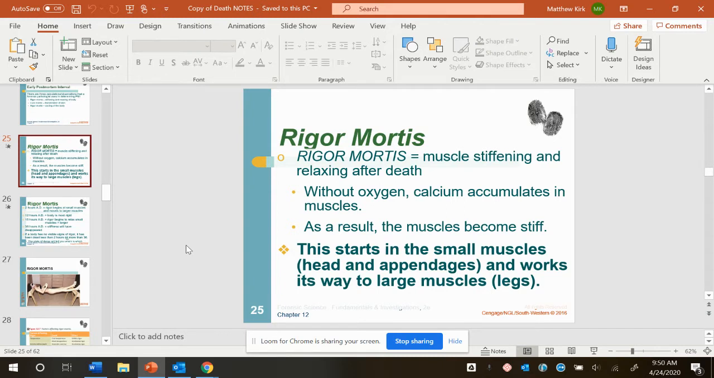They essentially contract. And the way this process works in rigor mortis is it starts in the smaller muscles, typically the head, the face muscles, and our arms first, and then works its way into the larger muscles, with the legs last. As this process occurs, the muscles stiffen in that order: head, face, arms, chest, to the legs, and then they relax in the opposite order.